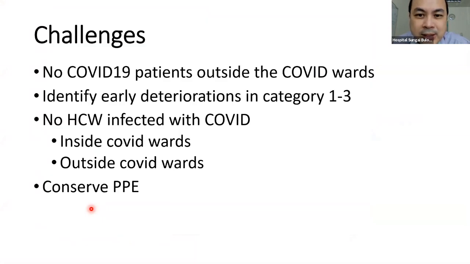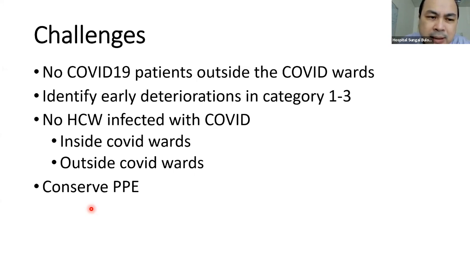Okay, so some of the challenges that we face in the wards when working in the hospital. Number 1 is to make sure that there are no COVID patients outside. How do we ensure that there's no COVID patients outside of the COVID wards, in the other wards, whether it's in the surgical ward, in the gynae ward, in the medical wards? And then the second challenge is to identify those in category 1 to 3 who might deteriorate. Okay, and we will show you some of the warning signs for these people who deteriorate.